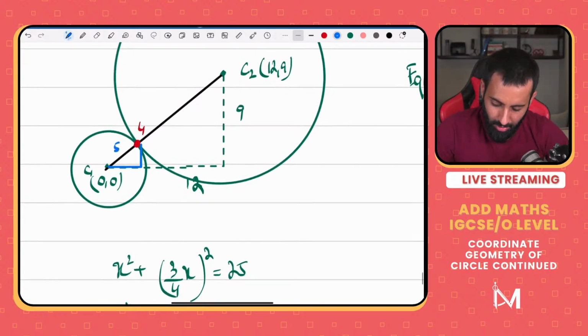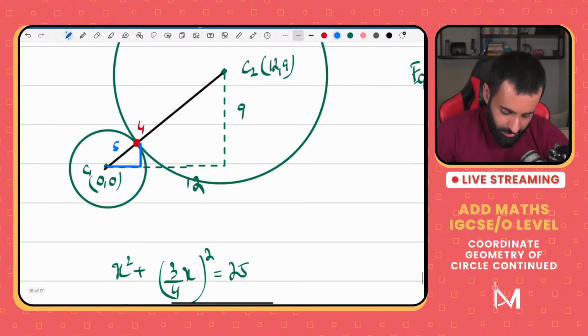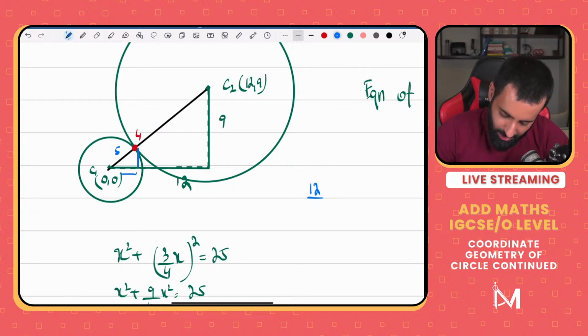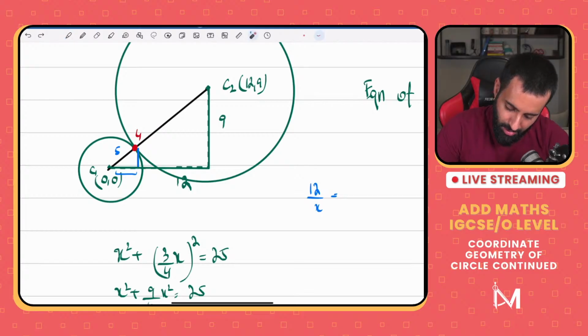Okay, and like I said, we can use similar triangles. So these two triangles are similar, the one in green with the black hypotenuse and the one in blue with the black hypotenuse. Okay, how does this work? Here's how this works. This length, which is 12, divided by this length, whatever this is, let's call it x, is going to be the same as the ratio of the hypotenuse. So what's the ratio of the hypotenuse? The ratio of the hypotenuse is 15:5. Now if you cross multiply, you will get x equals 3.